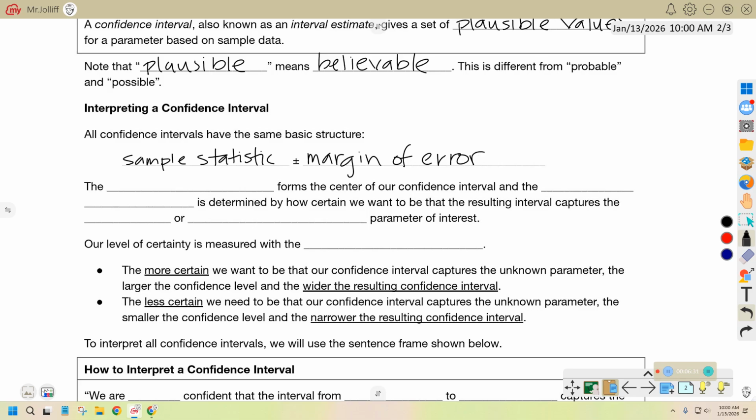Do I want to estimate my answer within 1%, 2%, 5%, 8%? How certain do I want to be?